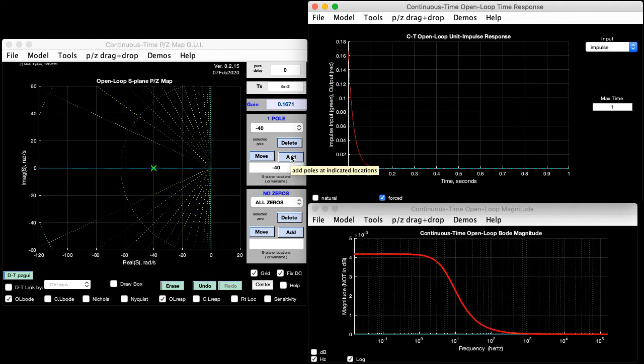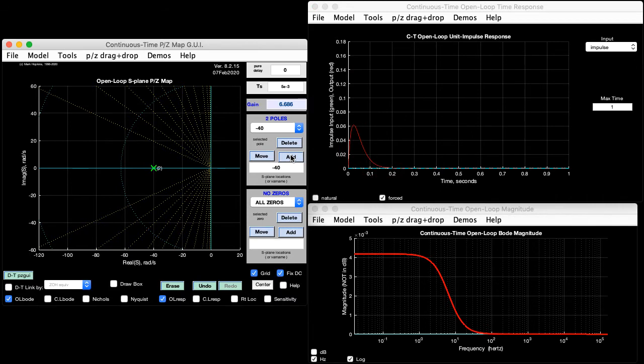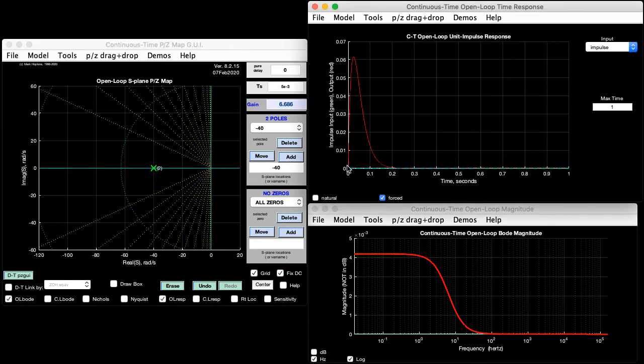Let me add a pole to the same location. Now I have a double pole. So my impulse response, if I look at it, starts at 0, goes up, and then it decays.